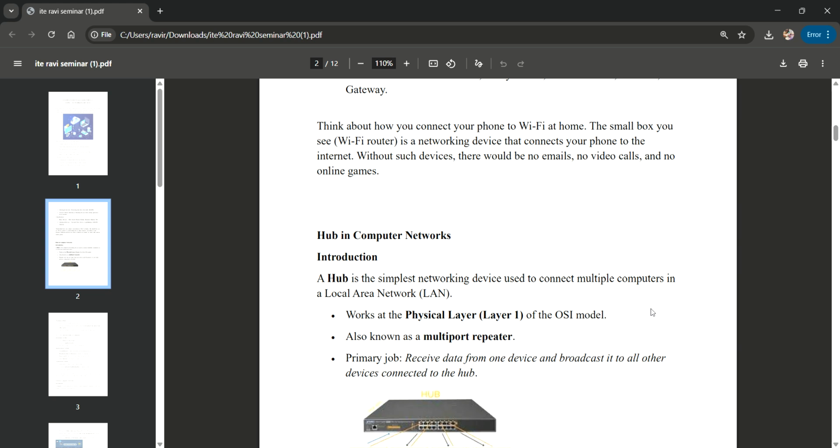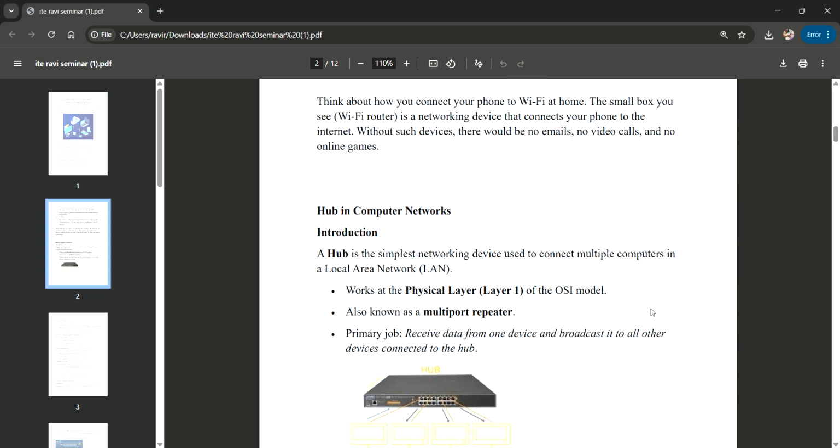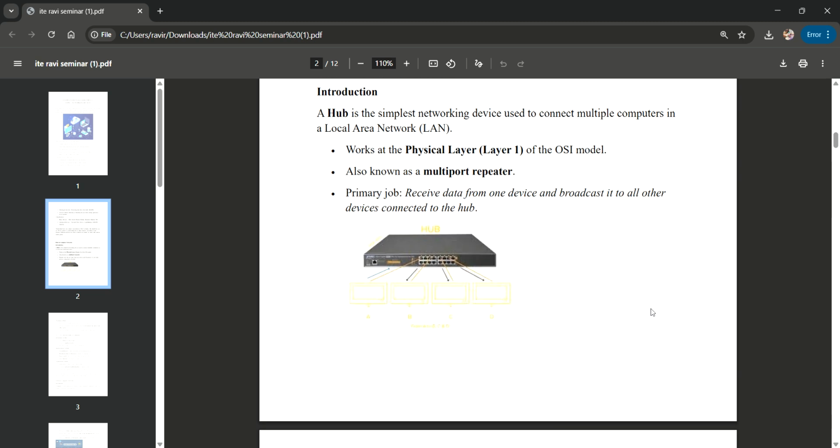So the job of the hub is to receive the data from one device and broadcast it to all other devices connected to the hub in the network. So basically, a hub contains many ports to which multiple nodes in the network are connected to facilitate the data transmission.